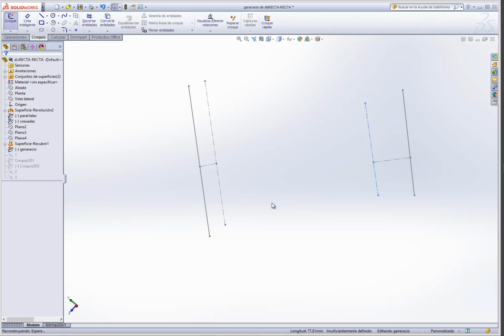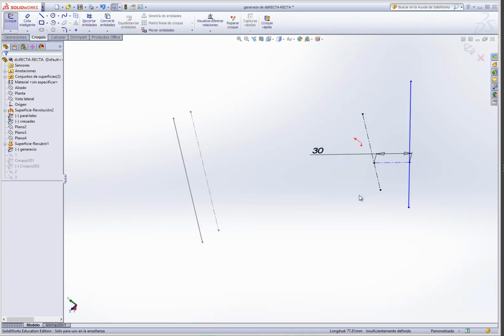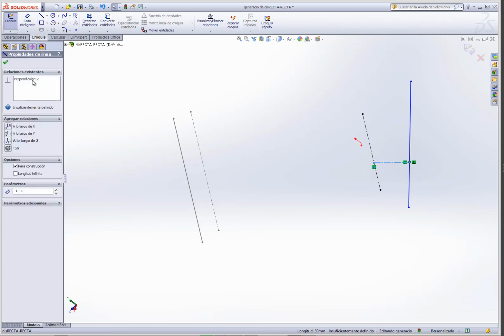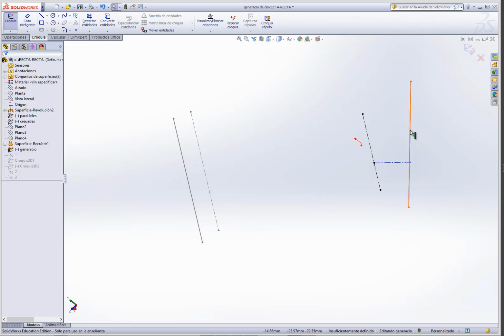Let's see now the second case. This is maybe one of the most difficult cases to foresee. In this case, we have two lines which do not intersect and are not parallel. We are going to undo the construction to redo it together.